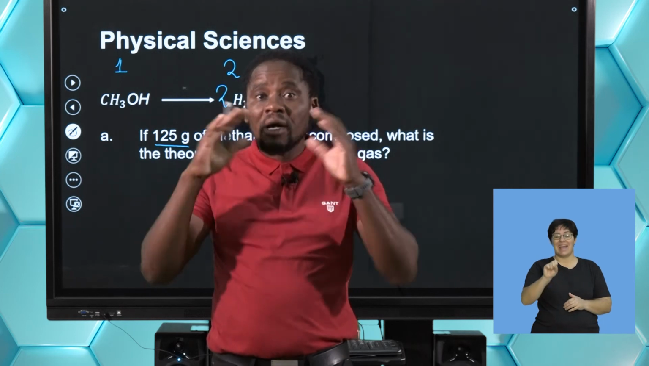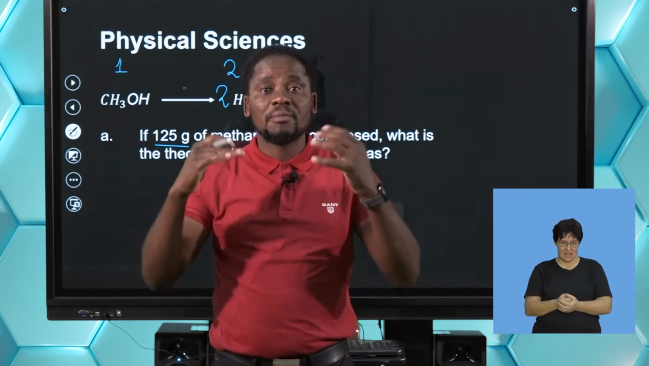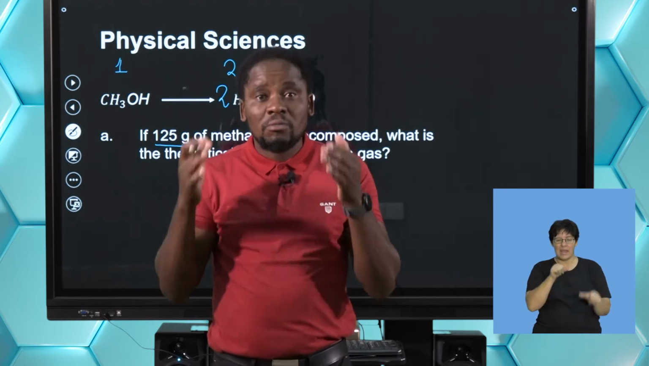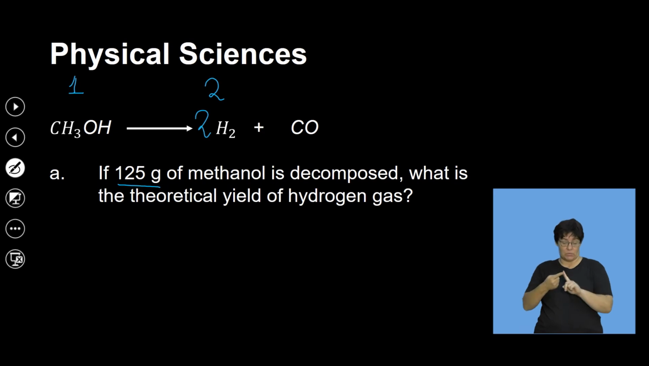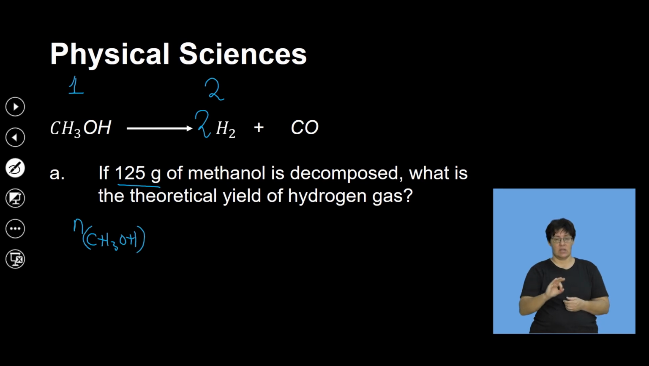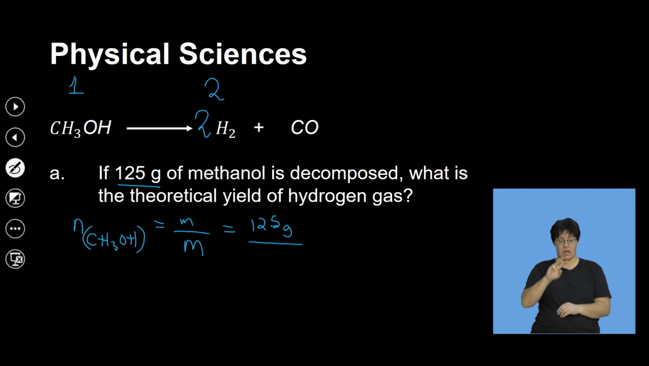So when we talk about amount of substance in a chemical change, in a chemical reaction or in stoichiometry, the mole is our point of reference. Now, we ask ourselves, in a 125 gram sample of methanol, how many moles of it are present? So the number of moles of methanol, CH3OH, is equal to the mass of the sample divided by the molar mass. The sample mass is given as 125 grams. The molar mass of methanol is 32 grams per mole.